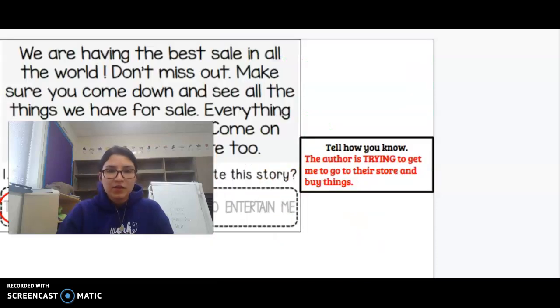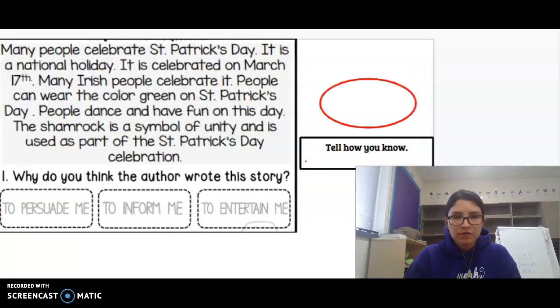So let's go back. So what do you think it is? To persuade you? Did you have thumbs up or down for that one? I had thumbs down. I didn't think the author was trying to get me to do anything or believe anything. To inform me? My thumbs were up for that one because I did learn some new facts about St. Patrick's Day, and I did learn some new information. To entertain me? My thumbs were down for that one because I didn't think it was a funny story. So what do you think the answer is? To inform us, to inform the reader.